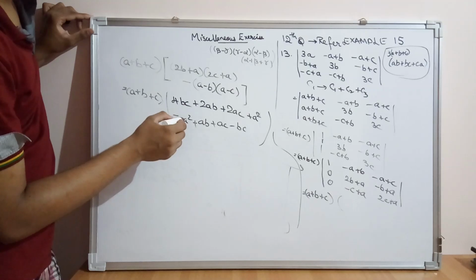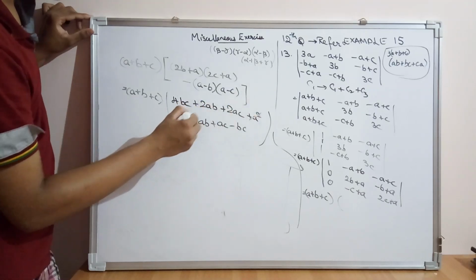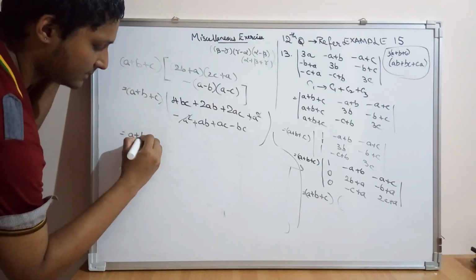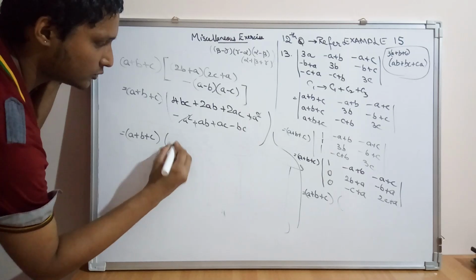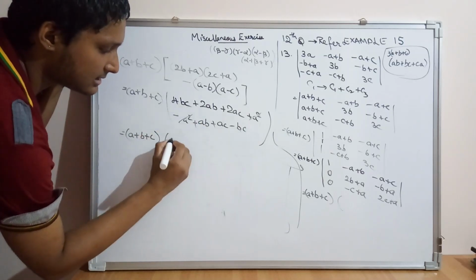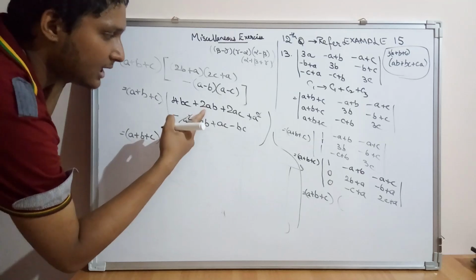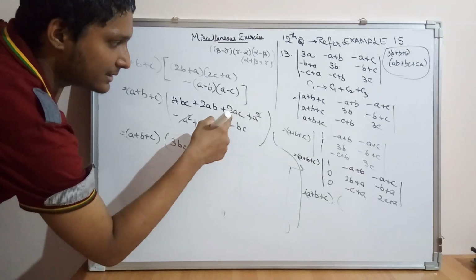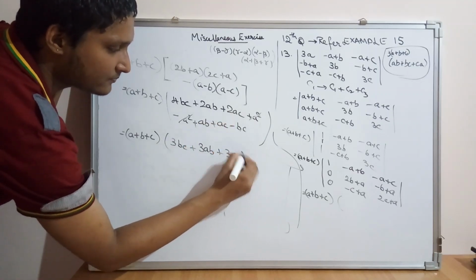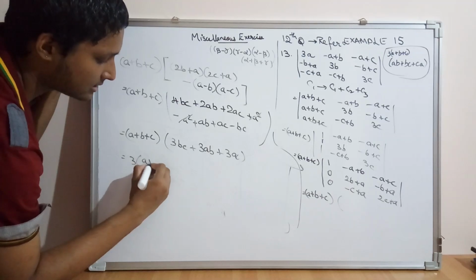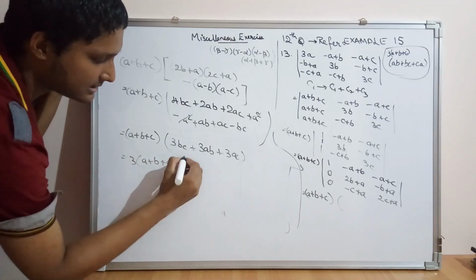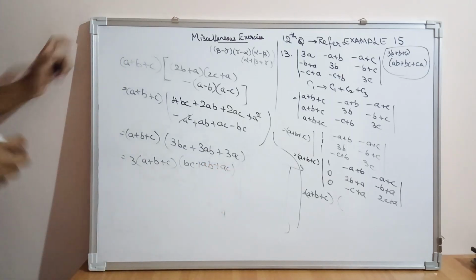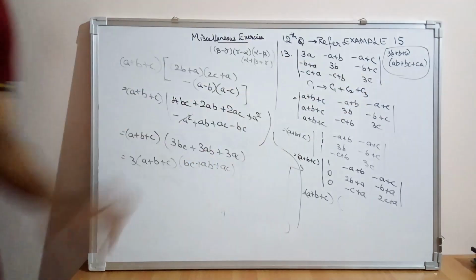So if I do that, a square and a square got cancelled. Then we'll see what it is going to be. A plus b plus c into 4bc minus bc is 3bc. Then we have 2ab plus ab, that is 3ab. Then 2ac plus ac is 3ac. So we'll take 3 common outside. You're going to get 3 into a plus b plus c into bc plus ab plus ac. That was the thing we had to get.